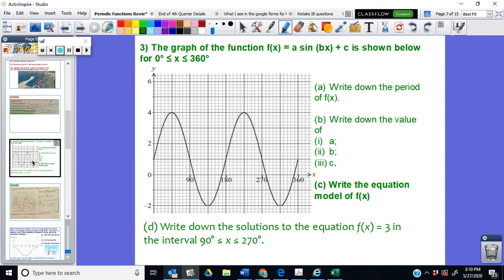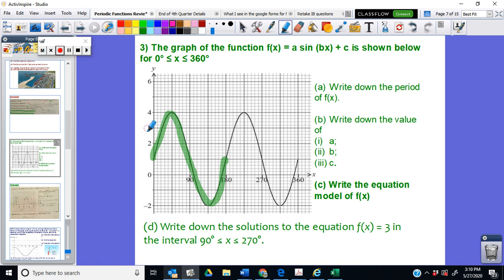Here we have a graph, and we have a model that is incomplete. First of all, take a look at one full wave right there, and we see that's 180 degrees, so that's the period. And then from there, we can look at the graph and think about that period to find the A, the B, and the C. Then we're going to write the model. And then we're going to write down the solutions for when f of x is 3.